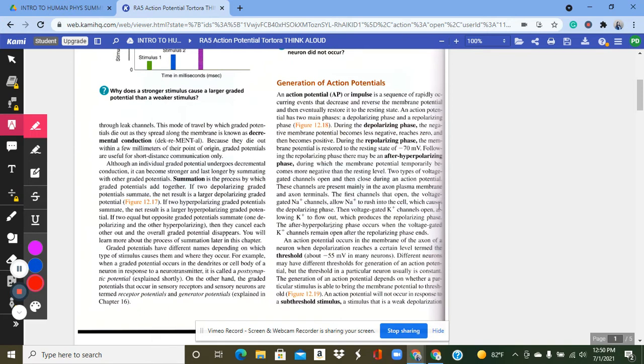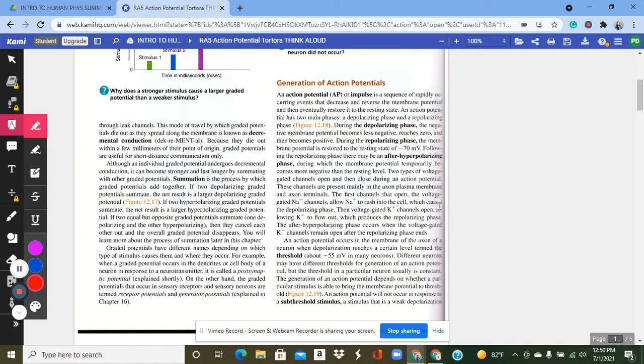During the depolarizing phase, the negative membrane potential becomes less negative, reaches zero, and then becomes positive. During the repolarizing phase, the membrane potential is restored to the resting state of negative 70 millivolts. Following the repolarizing phase, there may be an after-hyperpolarizing phase, during which the membrane potential temporarily becomes more negative than the resting level.